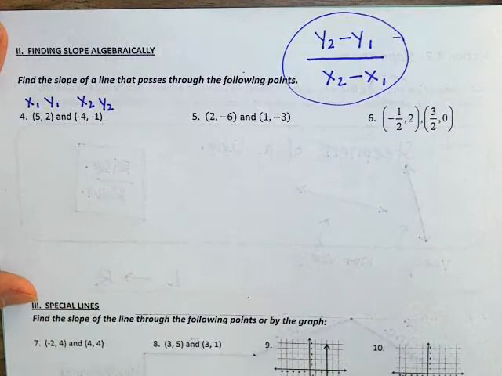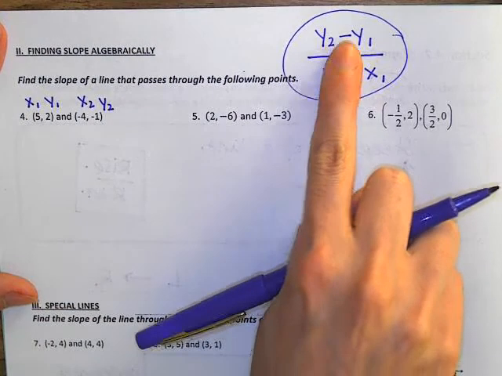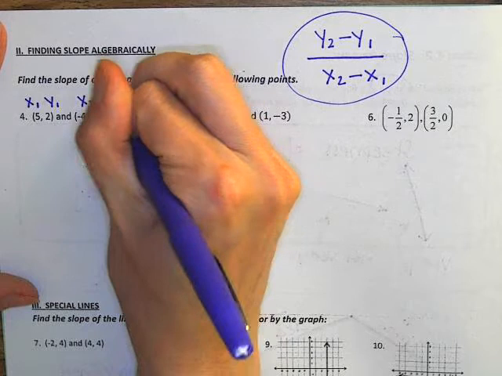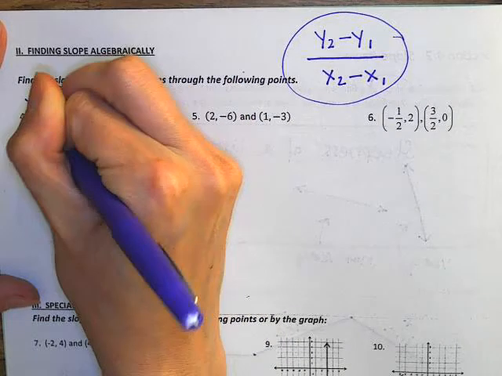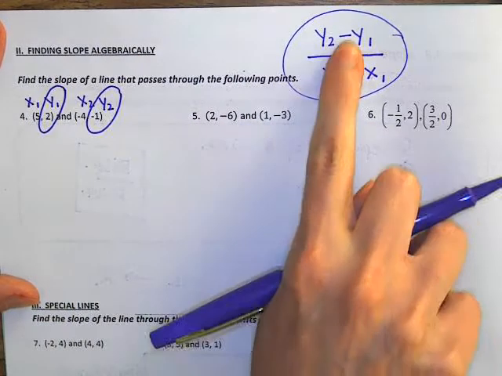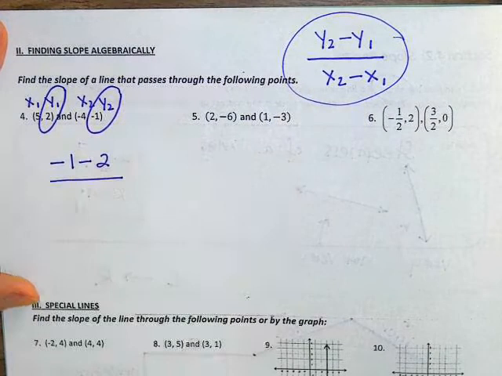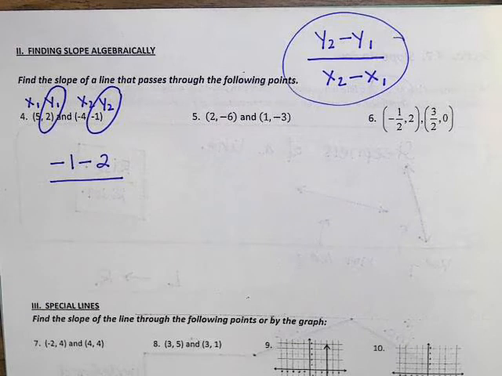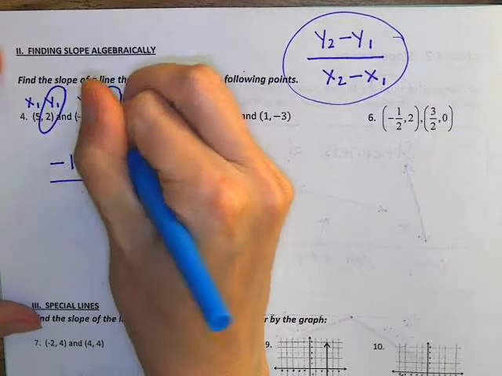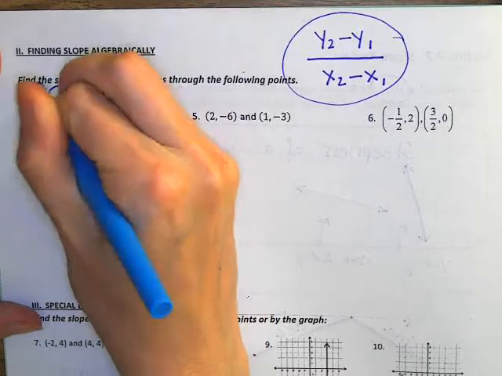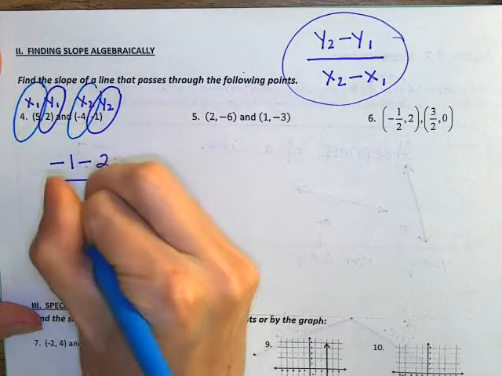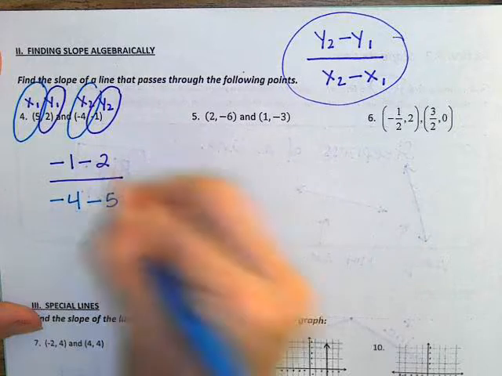And if you can remember what's what, you just need to plug it in the calculator and get your answer. Okay, so y2 minus y1. Here's y2 and here's y1. We need to subtract. So negative 1 minus 2. And then we do in the denominator x2 minus x1. Here's x2, here's x1. We need to subtract. Negative 4 minus 5.